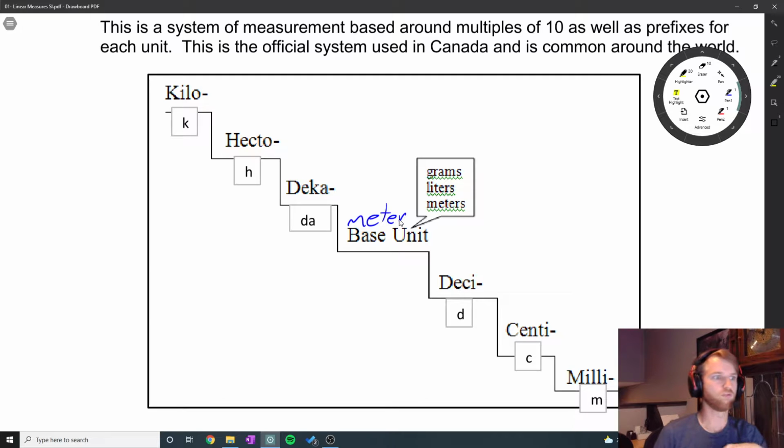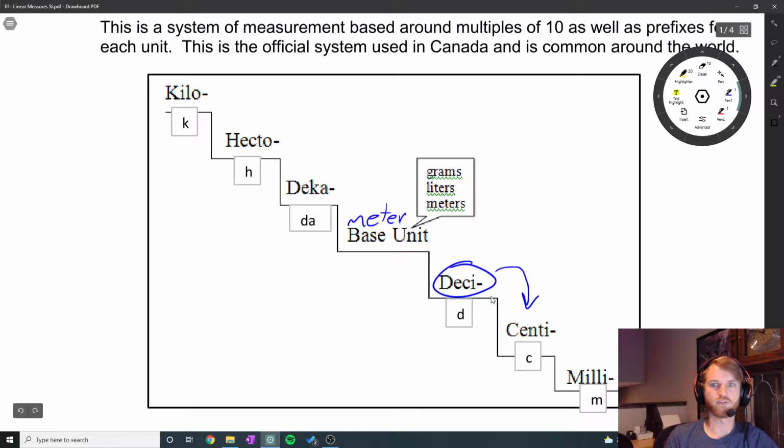In the metric system, every time we need a smaller unit, we just take our meter and divide it into 10 pieces. We'd make 1/10 of a meter, which we then call a decimeter. So this is 10 times smaller than a meter. Then we go one more step down our staircase: 10 times smaller than a decimeter would be a centimeter, and 10 times smaller than that would be a millimeter.